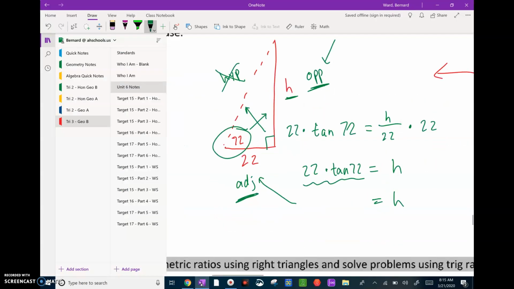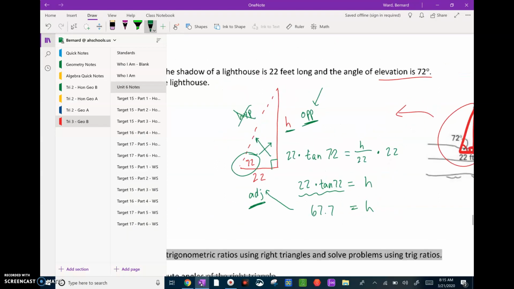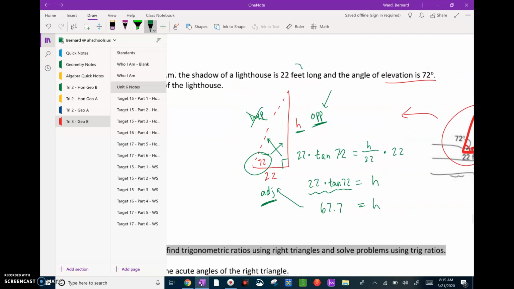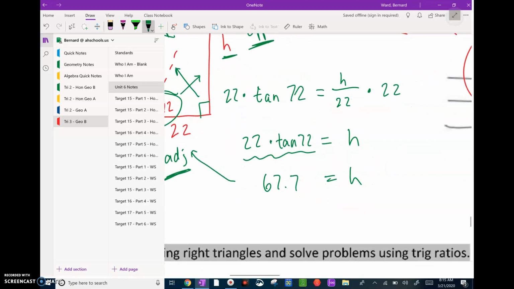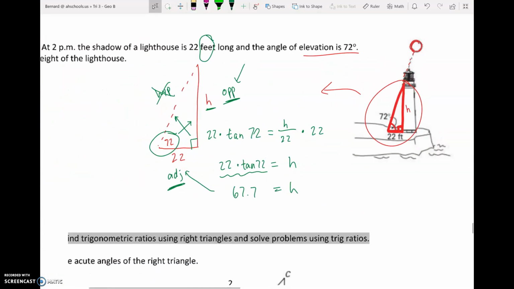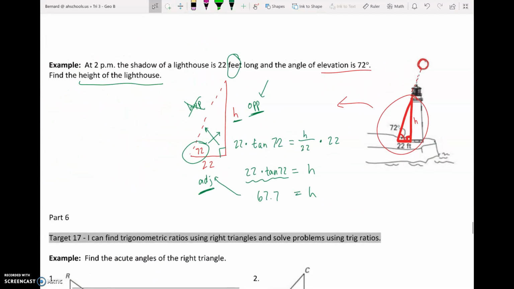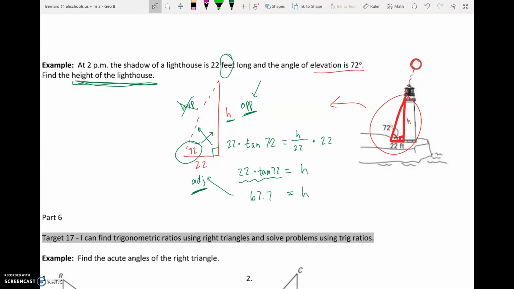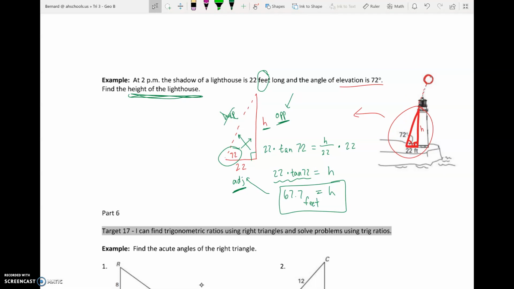And so we can write that h is 67.7, but just remember, this is a real world problem. And so the shadow is feet, and so the height should be feet. And so really what this is telling us is that the height of the lighthouse is 67.7 feet. And that's our answer. Then we use sine, cosine, and tangent to get that.